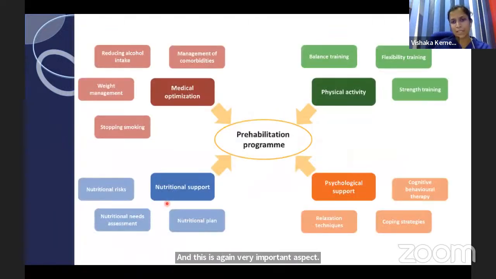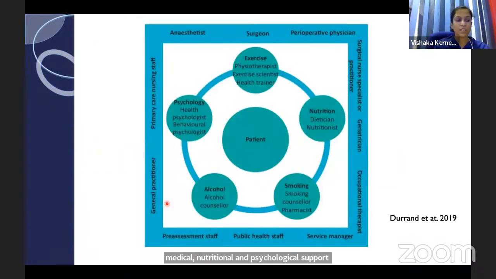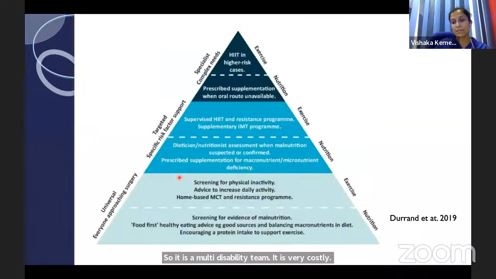It has multiple aspects, including medical, physical, nutritional, and psychological support. And it is very, very costly, so you need a lot of people to do it: psychologists, exercise therapists, nutritionists, smoking cessation and alcohol counselors, anesthetists. So it is a multidisciplinary team. It is very costly, and this is the prehabilitation triangle, so it needs to be carefully assessed.